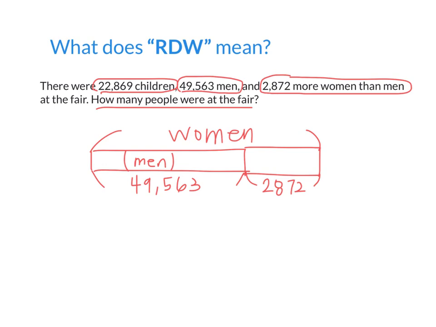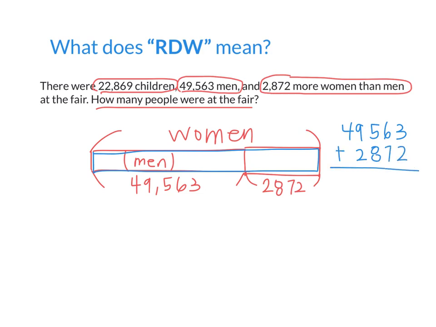Your tape diagram to show the number of women should show that it's the number of men, 49,563, plus an additional 2,872. And so this shows us that if we want to find the total number of women altogether, what we need to do is add 49,563 with 2,872. And that will give us how many women there were at the fair. Does that make sense? Go ahead and find how many women were at the fair.